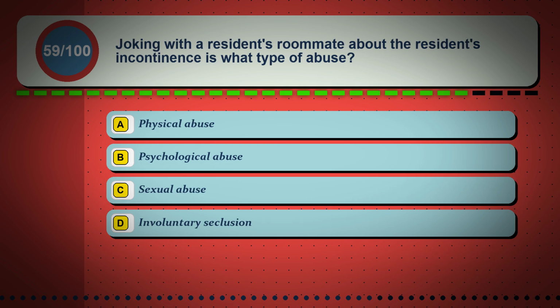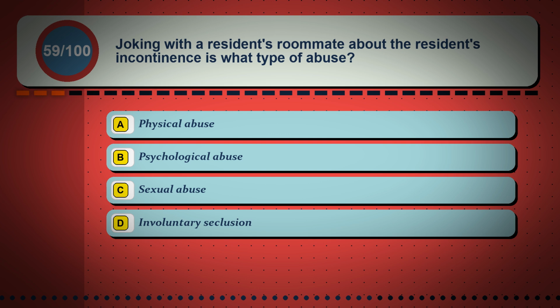Question 59. Joking with a resident's roommate about the resident's incontinence is what type of abuse? Option A, physical abuse. Option B, psychological abuse. Option C, sexual abuse. Option D, involuntary seclusion.